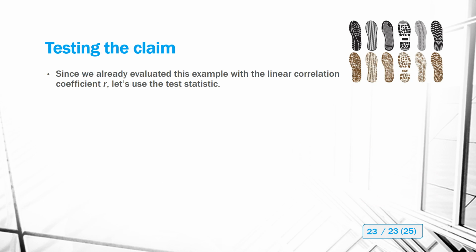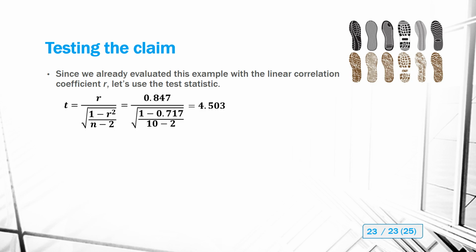So now we go and test the claim. We've already looked at testing this with the R value. So let's go ahead and use the actual test statistic to test the claim. We can calculate this old school with the equation that we saw previously, substitute in the values we know, punch it out on our calculator, and out comes 4.503. Of course, we don't have to do that. StatCrunch can give us that.